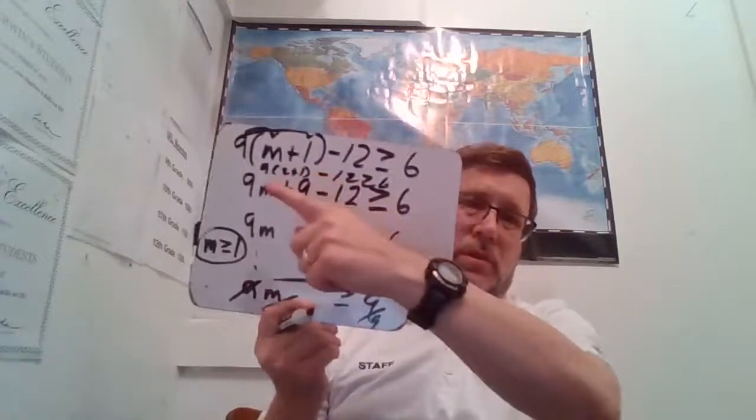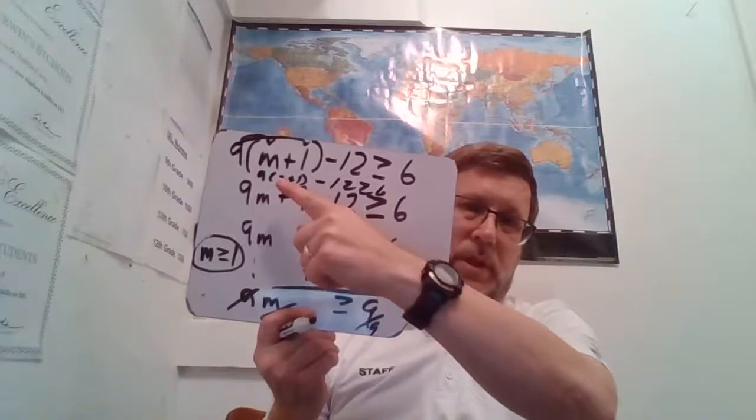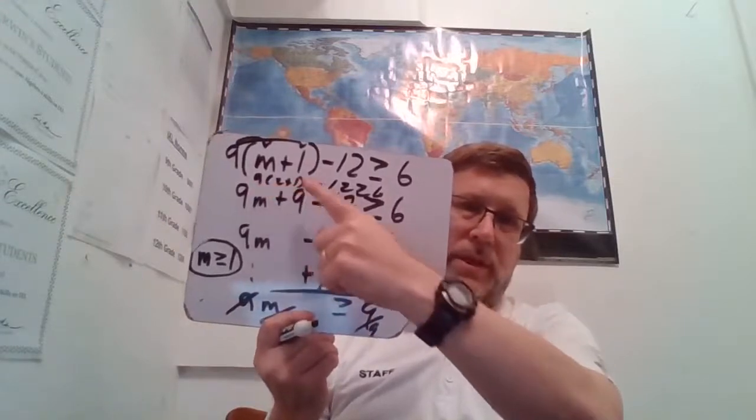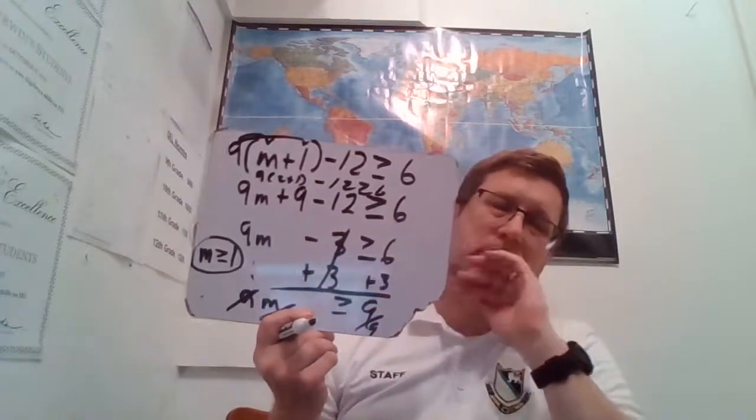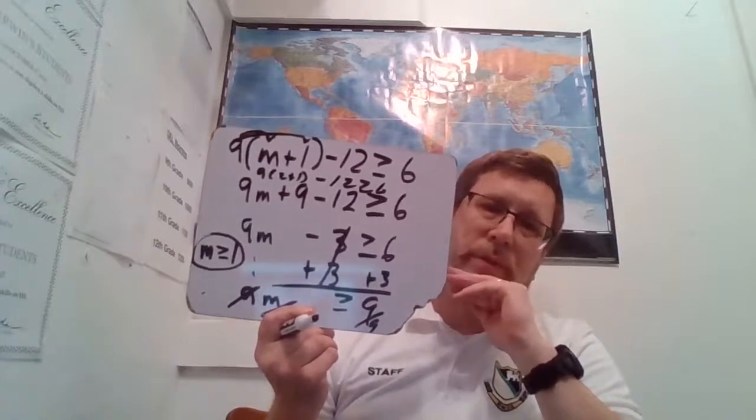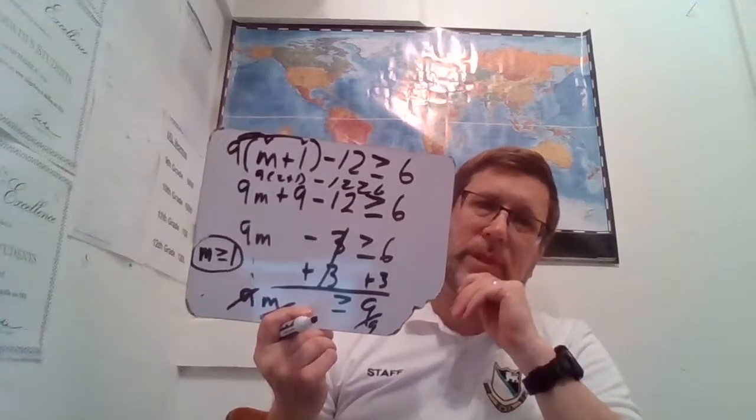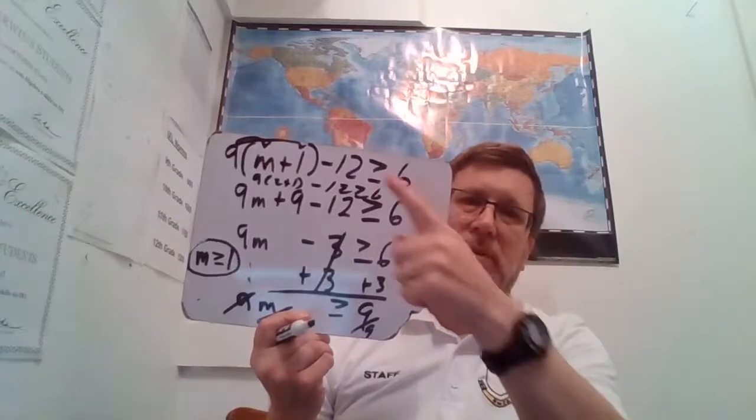Okay, I picked a 2. 2 plus 1, and there's 3. 3 times 9 is 27. 27 minus 12 is 15. 15 is greater than or equal to 6. That is correct. That is a true statement.